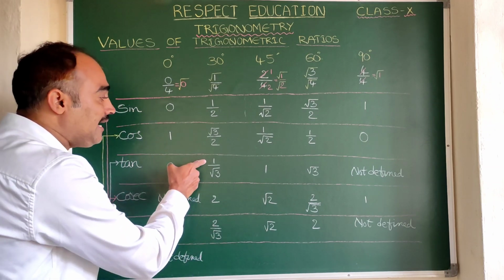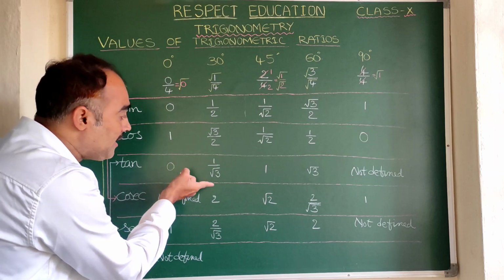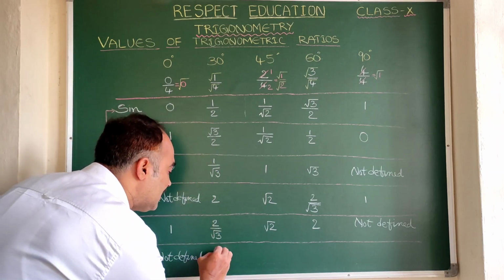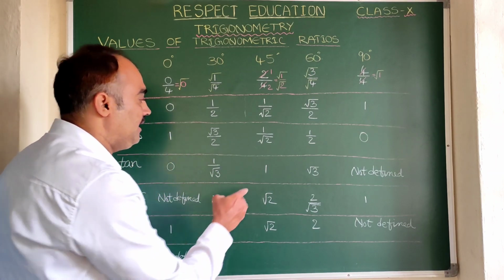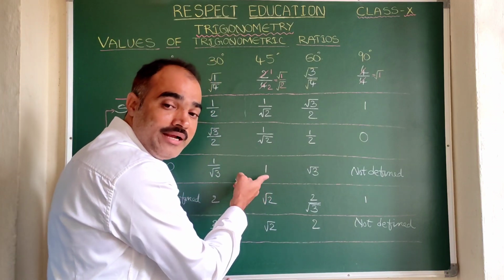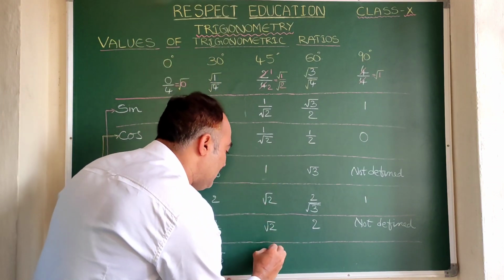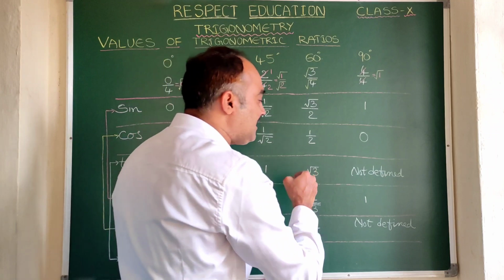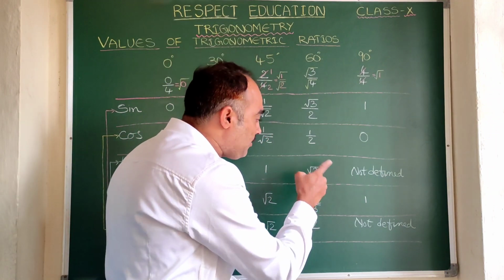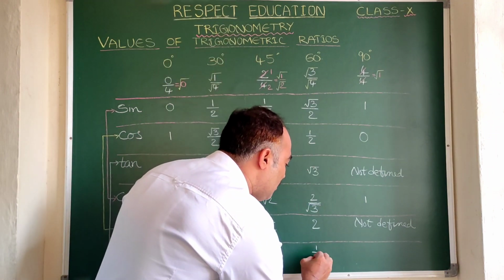Now what is tan 30? 1 by root 3. Make it reciprocal. Root 3 by 1 means root 3. Here tan 45 is 1. Make it reciprocal. 1 only, 1 by 1 is 1. Here what is tan 60? Reciprocal it: 1 by root 3.